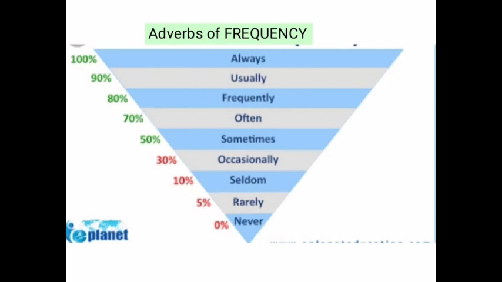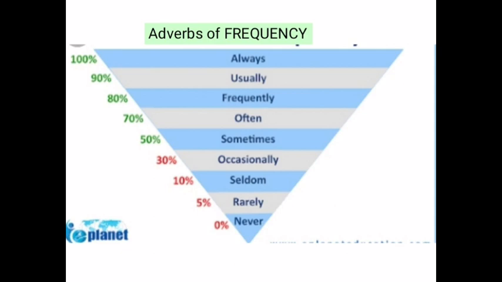From this table, it's very clear what are adverbs of frequency. First, we are talking about always. Here, when we are talking about a thing which is 100 percentage, we use always. When it is 90 percentage, we use usually. When we are talking about a thing which only has a chance of 80 percentage, we use frequently. If it is only 70 percentage, we use often. If it is 50 percentage, sometimes.